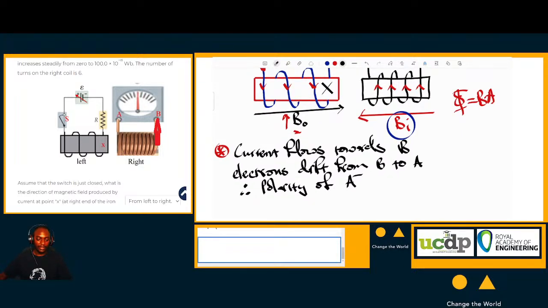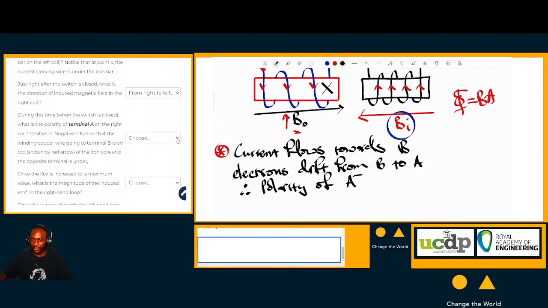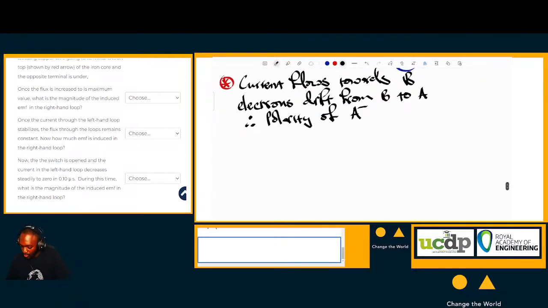Okay, I hope that is making sense. So you really need this question to... So the next part says, once the flux is increased to maximum, what is the magnitude of the induced EMF in the right loop? So we now need the magnitude of the induced EMF.